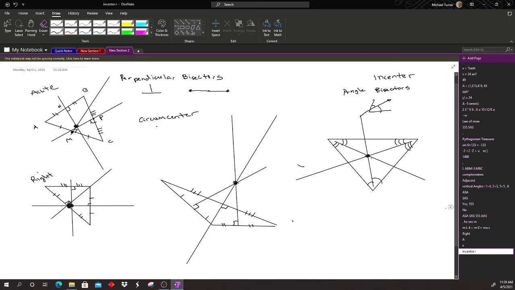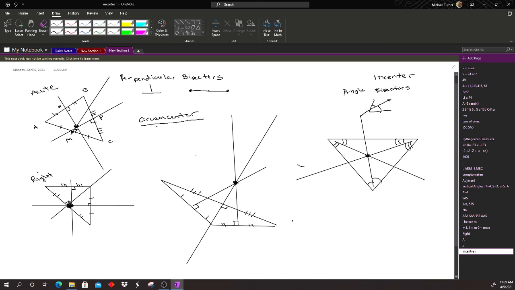So 9.4, that is your assignment. Be able to distinguish between the circumcenter and the incenter, be able to define in your own words or give an example of circumcenter and incenter, and also what forms those two, which are your perpendicular bisectors and your angle bisectors.